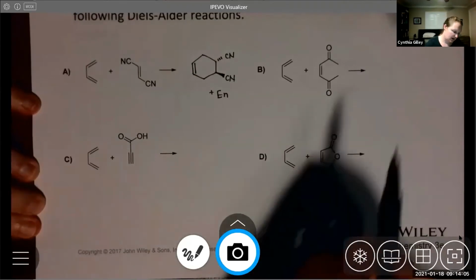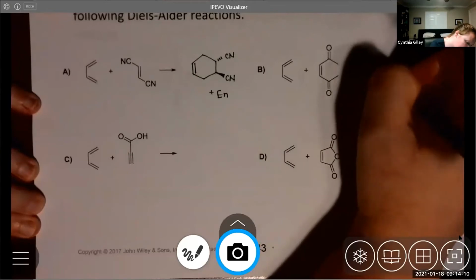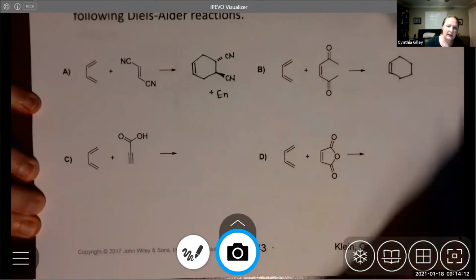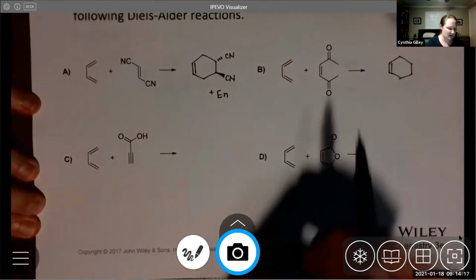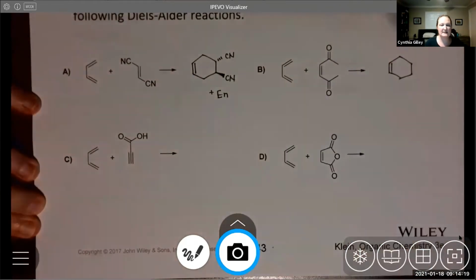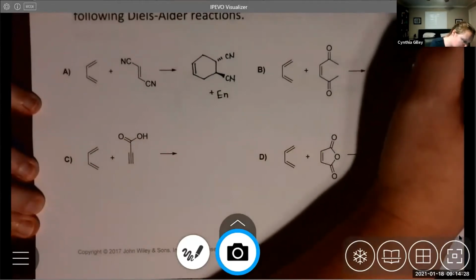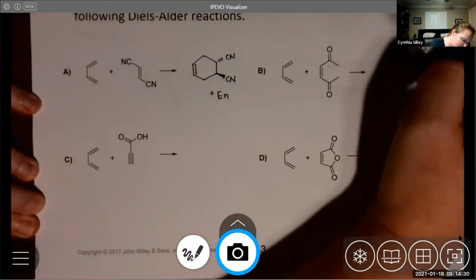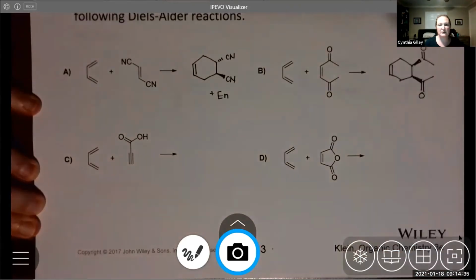Looking at the second one, we have another cyclohexene ring being formed. And we have two methyl ketones attached, and their relative orientation is cis or Z. They will both end up down. And it doesn't matter which one you draw because the product is going to end up as a meso compound. So those two structures are actually identical.